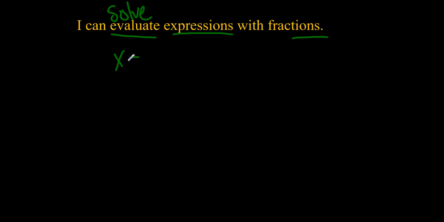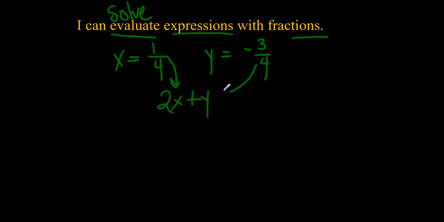I might say, hey, you know what? X is always going to be equal to 1/4, and Y is always going to be equal to negative 3/4. And then I might ask you, well, if that's the case, then what would it be if you had 2 times x plus y? And I'm going to evaluate this expression. I'm going to fill in my values for my variables. So I'm going to get 2 times 1/4 plus negative 3/4.